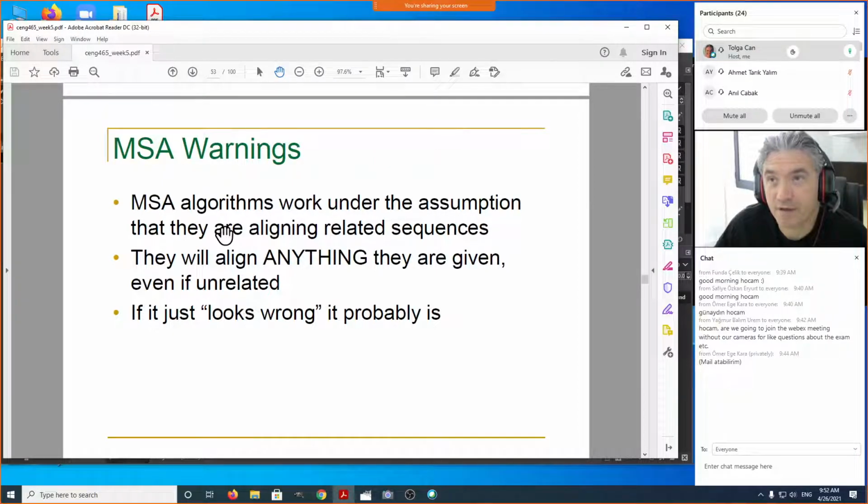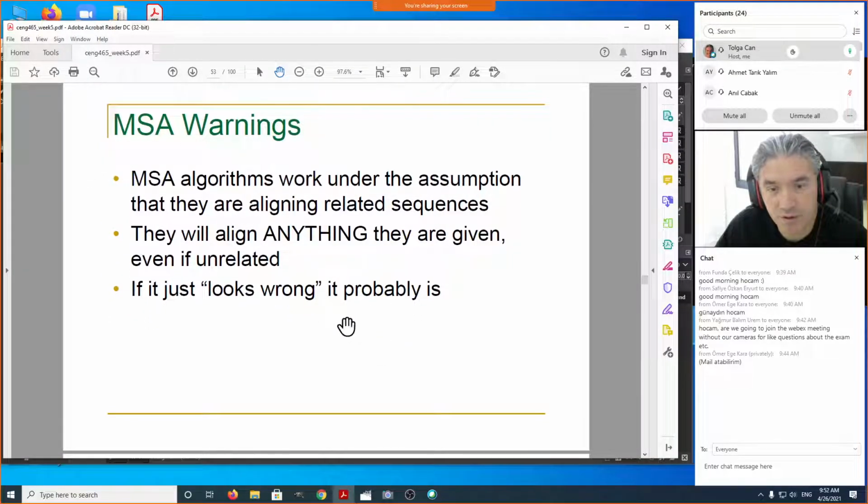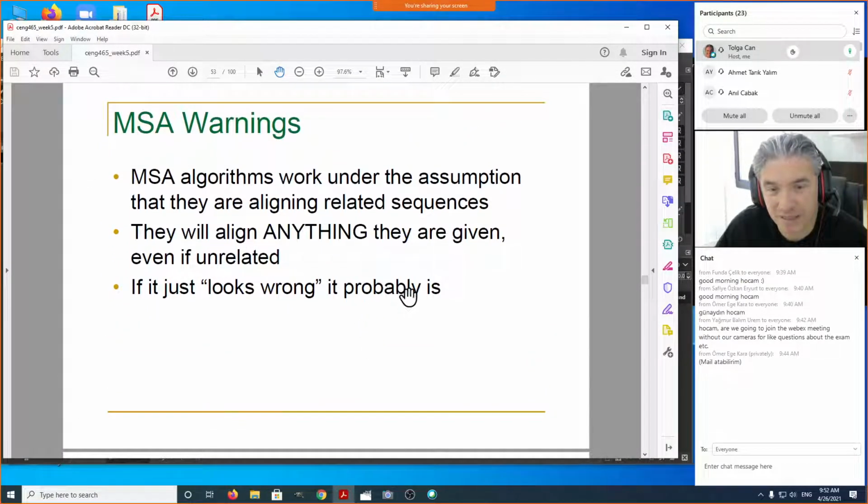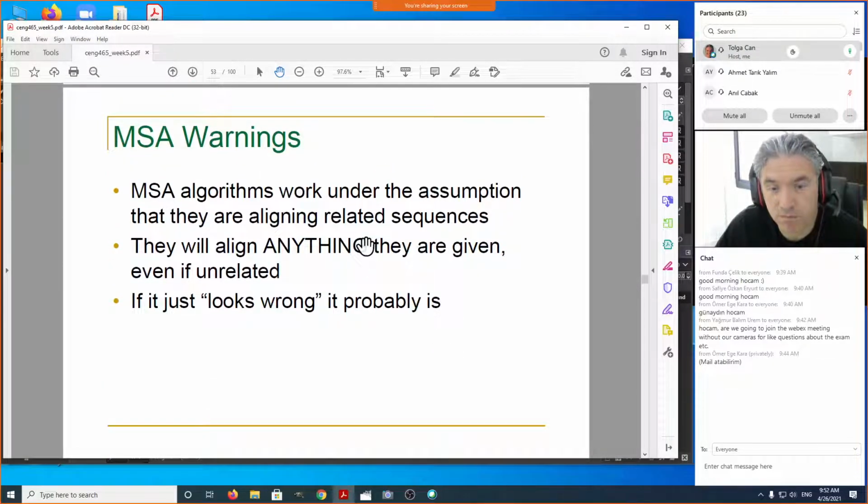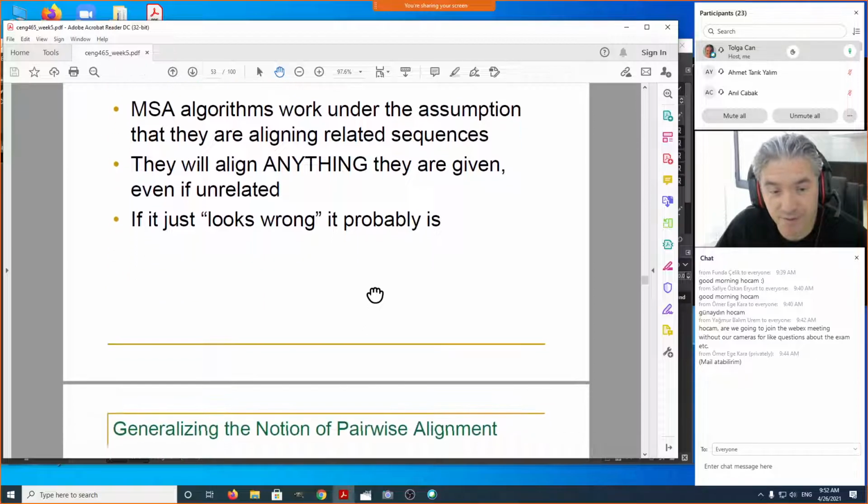But if it looks wrong, it means there are too many gaps everywhere, lots of mismatches, no columns that are conserved. It means that you're probably trying to align a set of sequences which are not related at all. So this is a warning. Before attempting a multiple sequence alignment of a set of sequences, you should first make sure that they are functionally related or they are homologs. So you need to first show a certain amount of similarity before trying to align them.